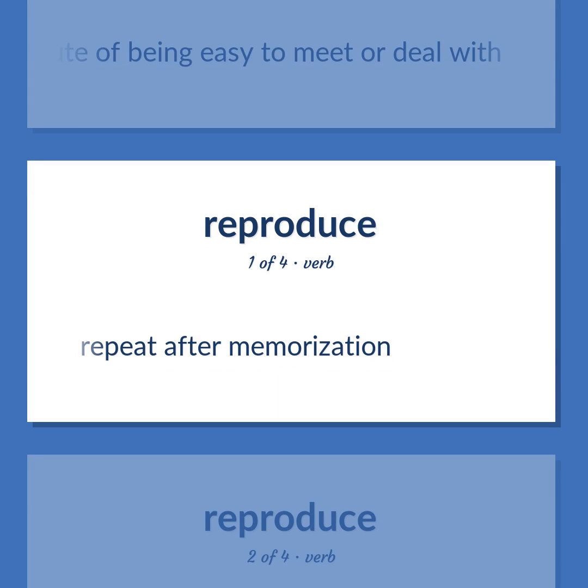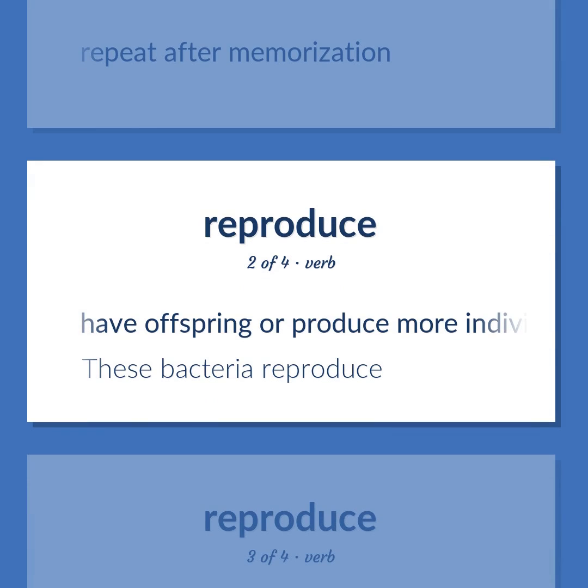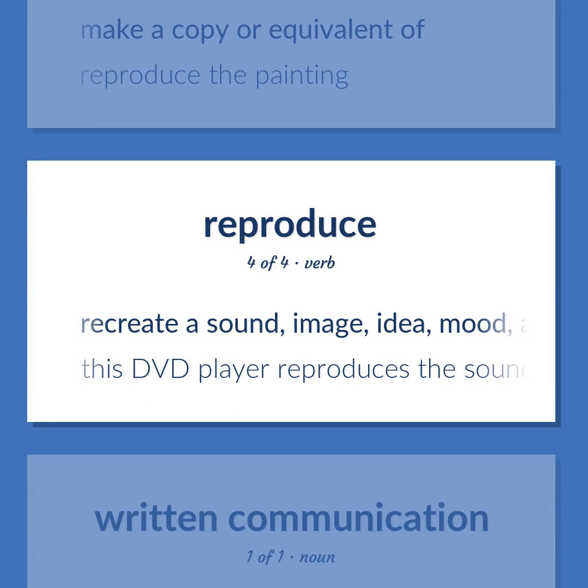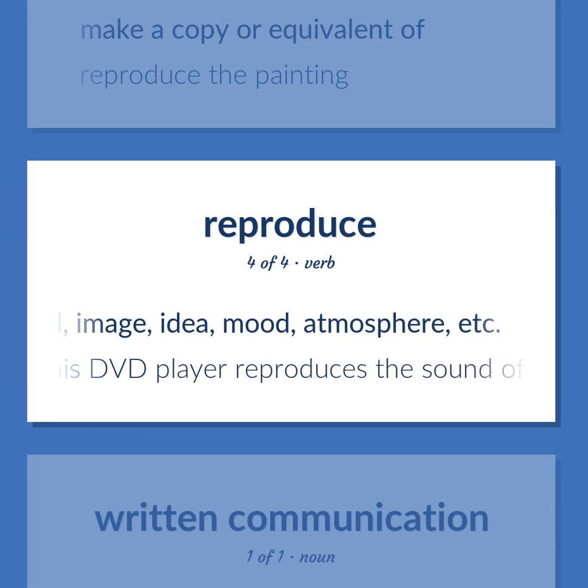Repeat after memorization. Have offspring or produce more individuals of a given animal or plant. These bacteria reproduce. Make a copy or equivalent of. Reproduce the painting. Recreate a sound, image, idea, mood, atmosphere, etc. This DVD player reproduces the sound of the piano very well.